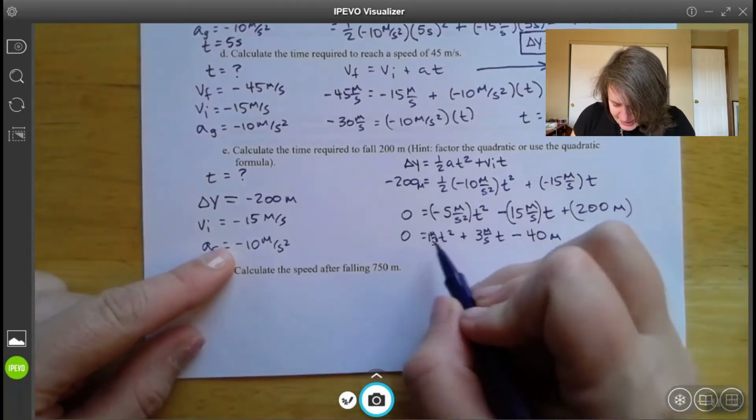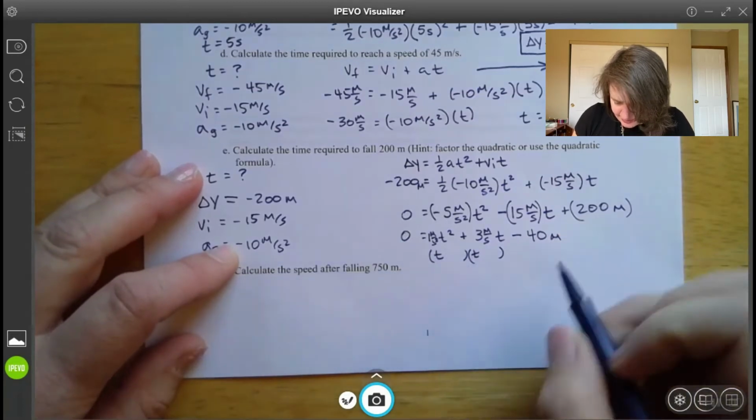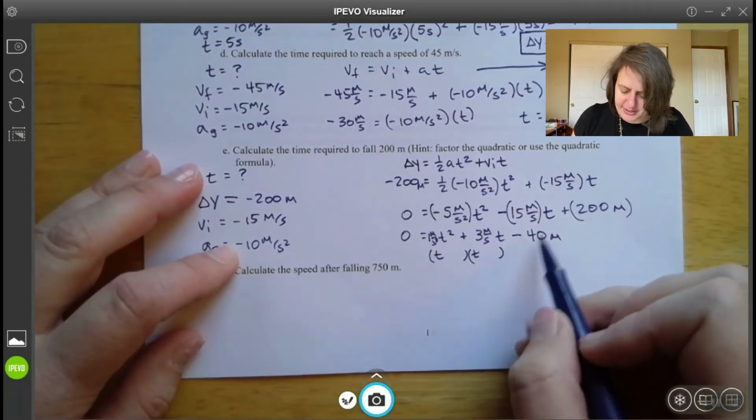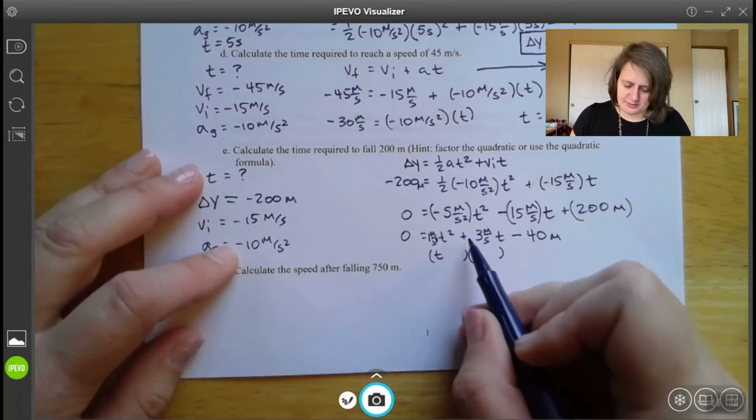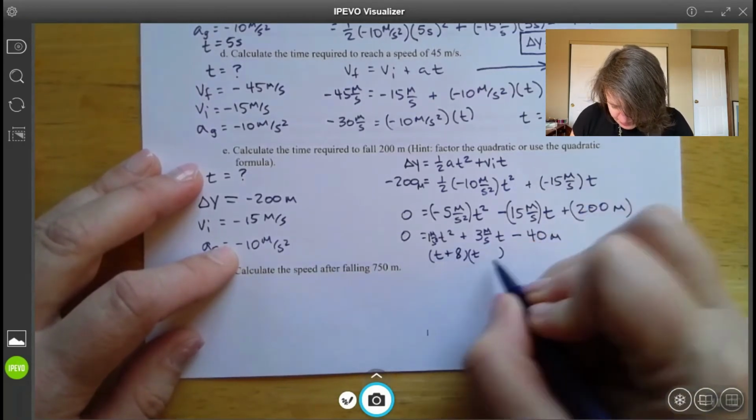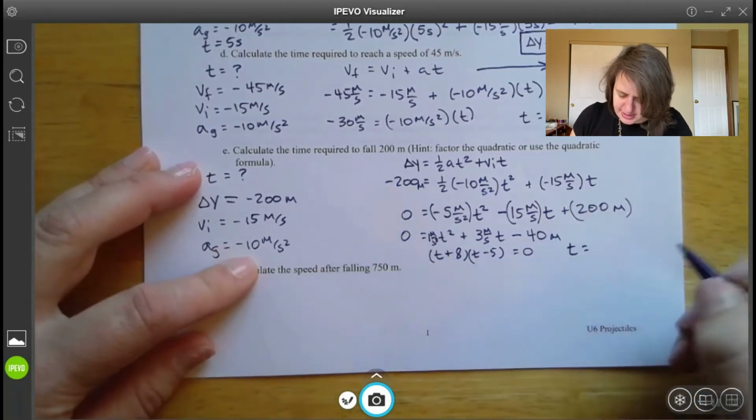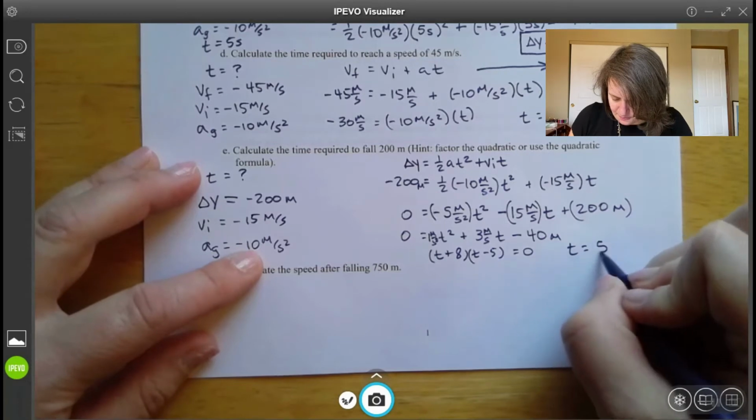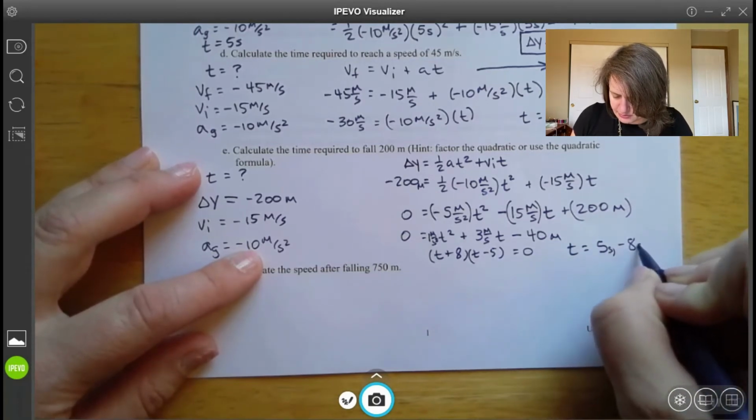Okay, so we know that we've got two quantities in brackets. We said the factors here were going to be 5 and 8. The bigger one is going to get the plus sign because this one has plus. So plus 8, minus 5 equals 0. So this tells us that time equals positive 5 or minus 8, and those are both seconds.